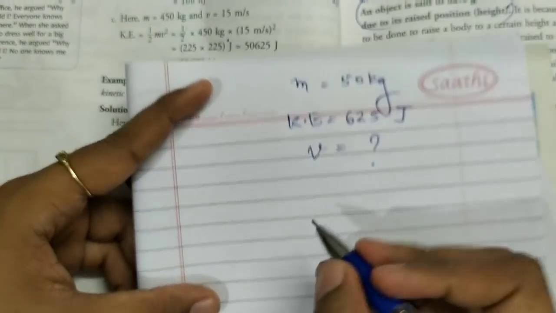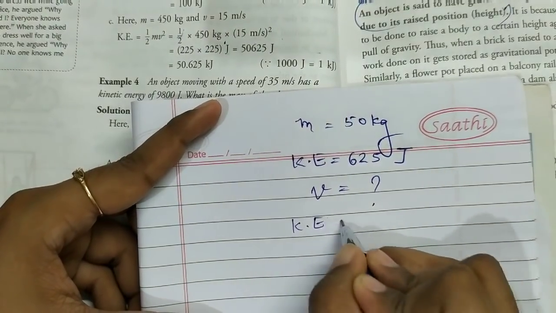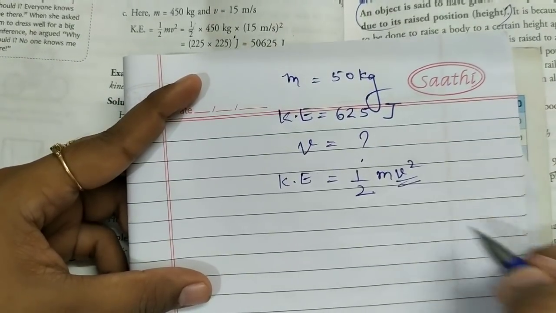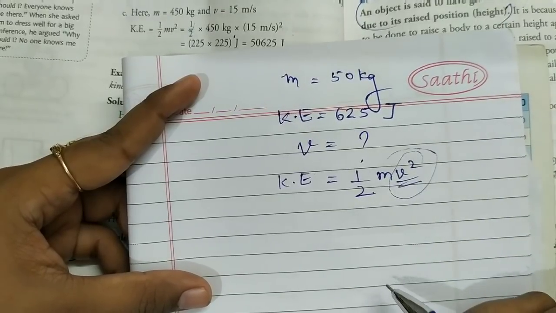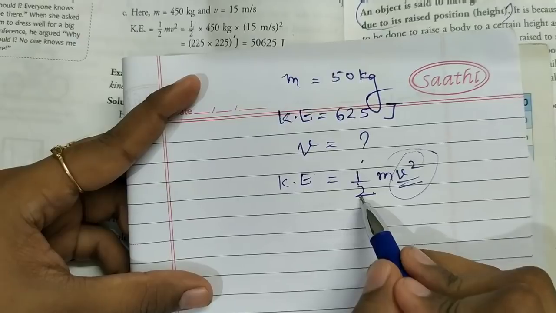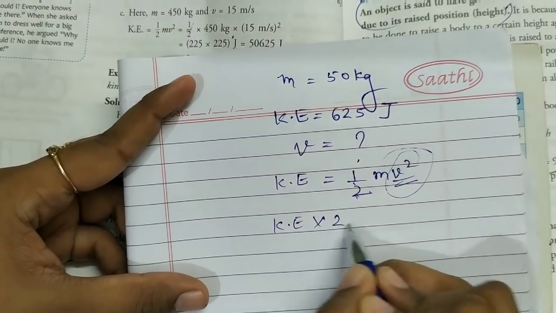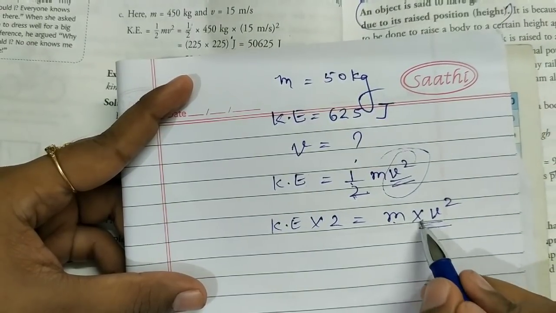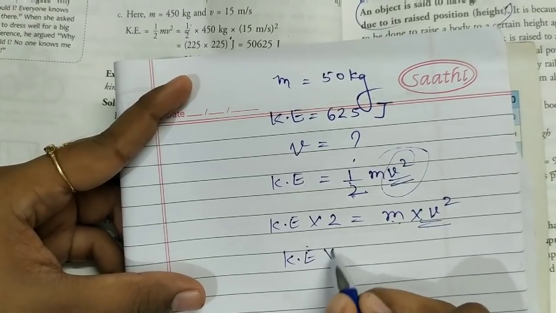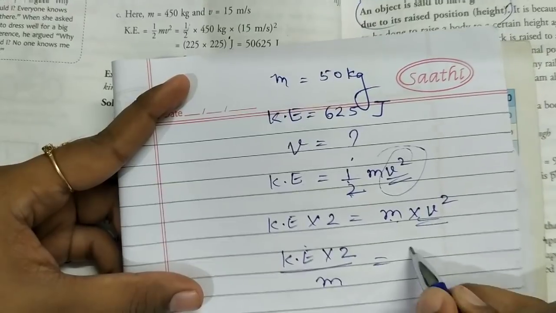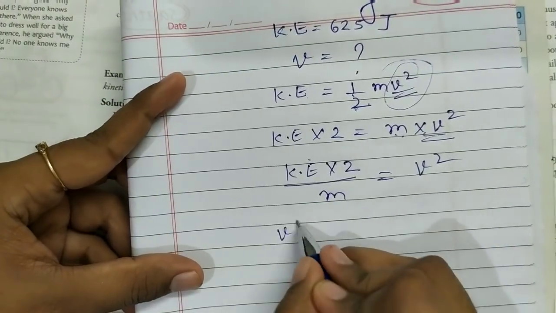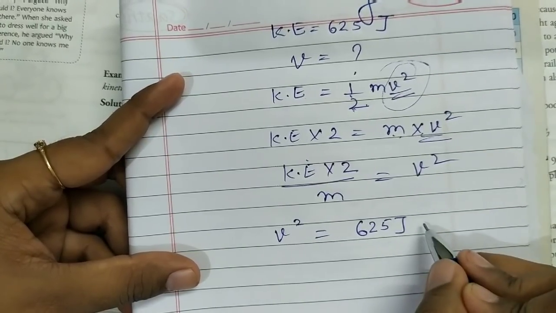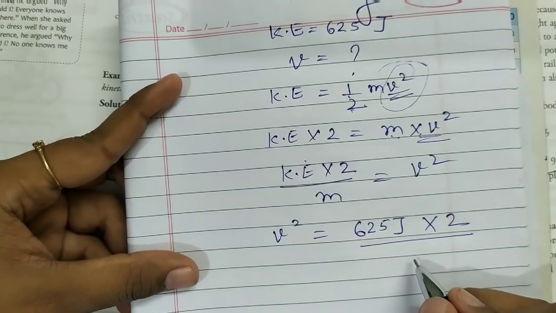Since you know the formula, children, that kinetic energy is equals to half mv square, and you need to find velocity, what will you make alone? Velocity. So here the 2 is dividing, so here it will become kinetic energy into 2 is equals to m into v square. Still v square is not alone, so m is getting multiplied, and on this side it will become divide. So kinetic energy into 2 upon m is equals to v square. So v square is equals to how much? Kinetic energy given is 625 joule into 2 upon mass, how much?